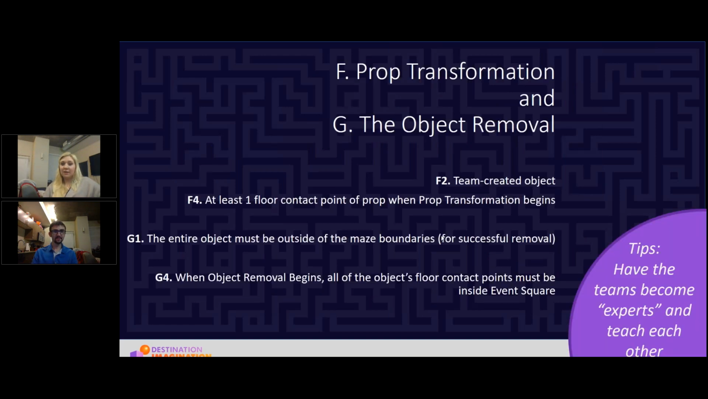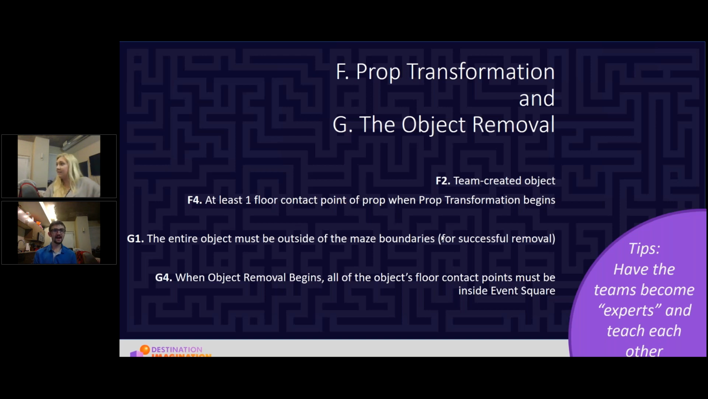So let's talk a little more in depth about what these events look like. For your prop transformation, the important things we took away from that: one, your prop transformation is team created. Your team will create and then bring this thing, whatever that prop is, to the tournament. We will not provide it for you. And second, at least one floor contact point of the prop needs to be in the square when the prop transformation begins. Hopefully that makes sense.